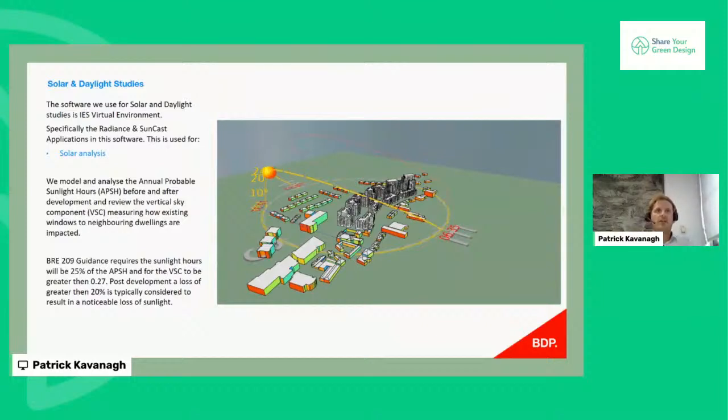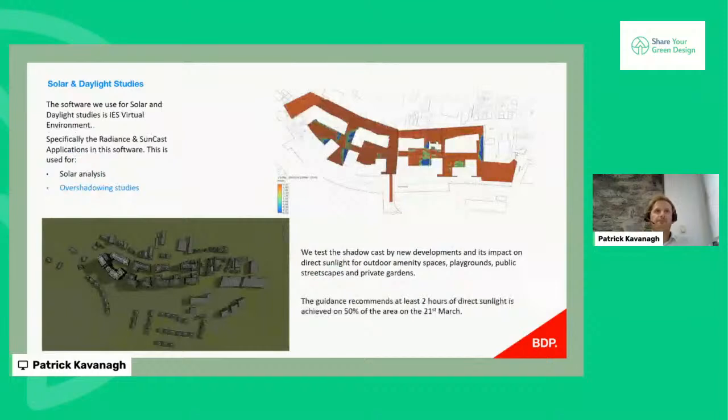We model and analyze the annual probable sunlight hours before and after development and review the vertical sky component, measuring how existing windows to neighbouring dwellings are impacted. BRE 2009 guidance requires that sunlight hours be 25% of the annual probable sunlight hours, and that the vertical sky component be greater than 0.27. Post-development, a loss of greater than 20% is typically considered in planning circles to result in a noticeable loss of sunlight. So that's our threshold and target that we try to be under.